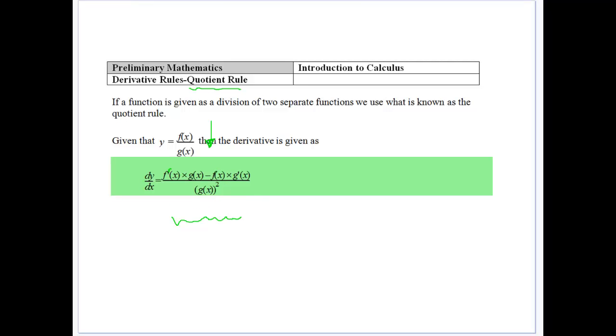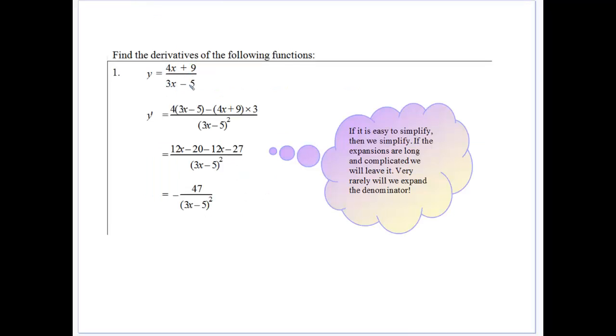So some questions, what do they look like? Well, (4x + 9) over (3x - 5). What do we do? We take our 3x - 5 and we put it in the denominator and square it. We get 4x + 9, derive that, which gives us 4 times the denominator, minus the numerator function times the derivative of the denominator.